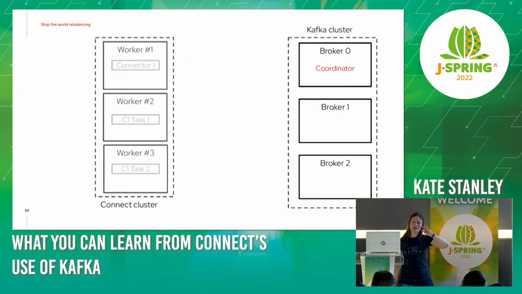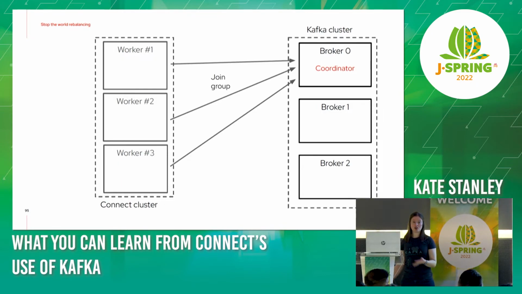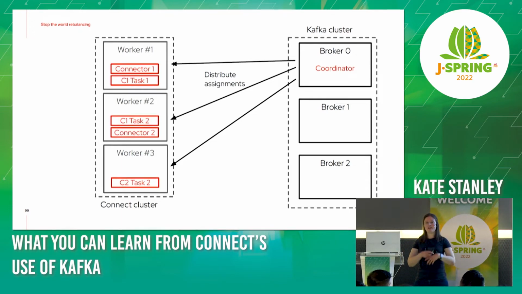Then what will happen is all of the workers will stop processing data. They send a new join group. The leader is informed that it's the leader. It computes assignments, sends the sync group, distributes the assignments, and then everything starts back up.